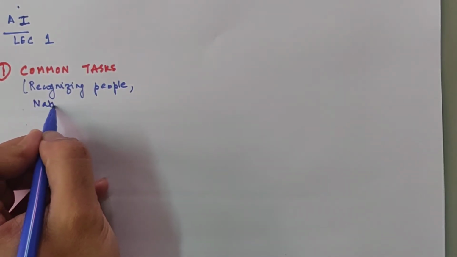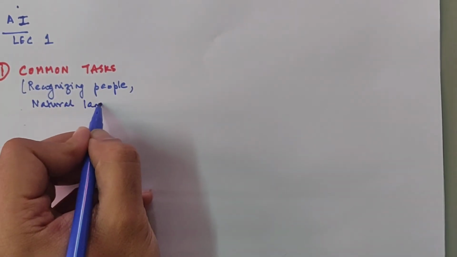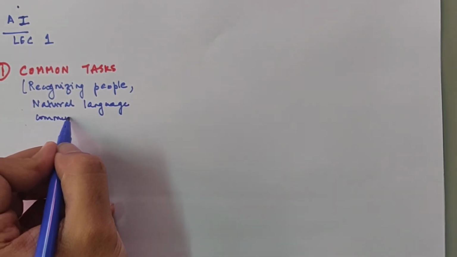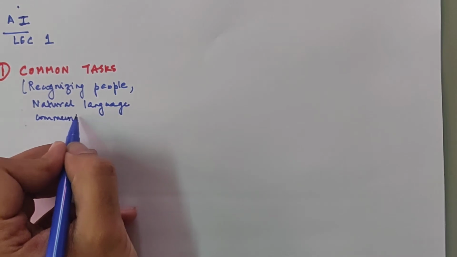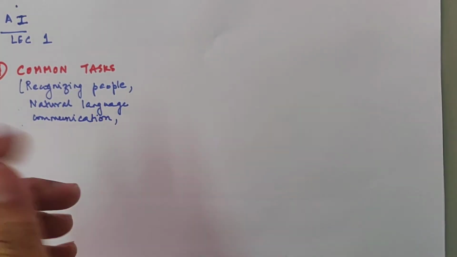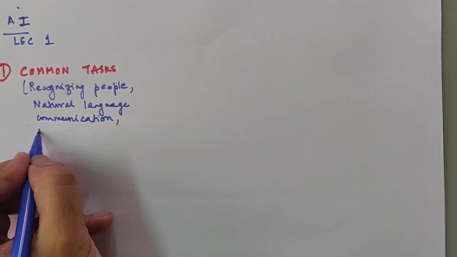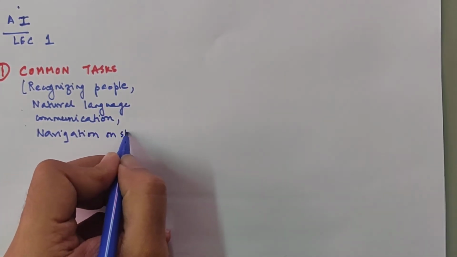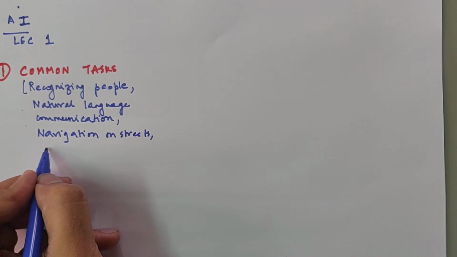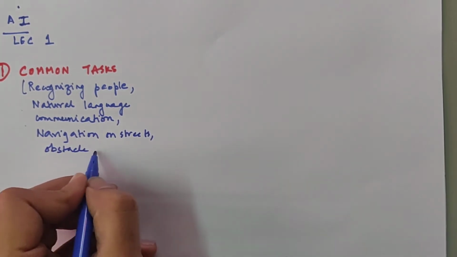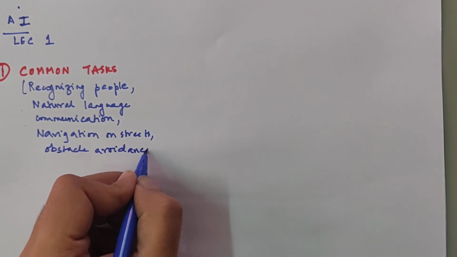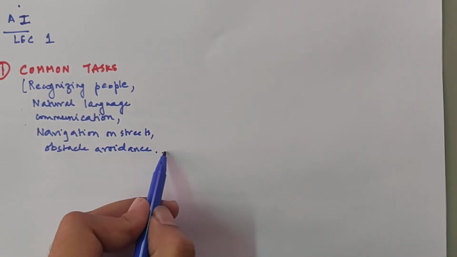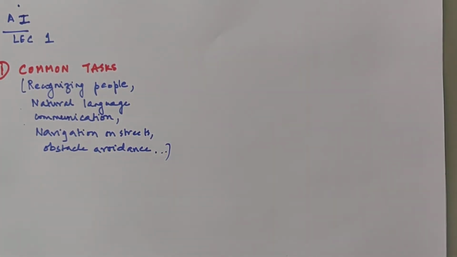We do natural language communication in different languages, like I am doing with you right now. We do navigation on streets. And while doing that, we do obstacle avoidance also. We do not hit a car, we do not bump into people. All these things, and there are many more, are common tasks.